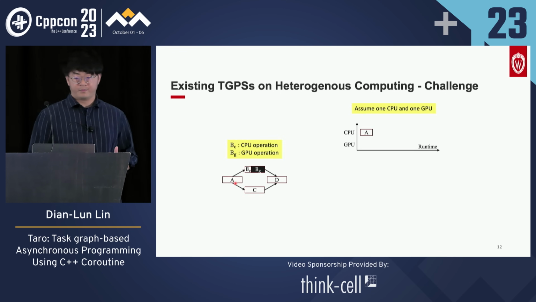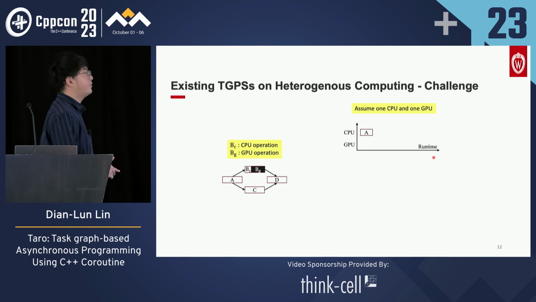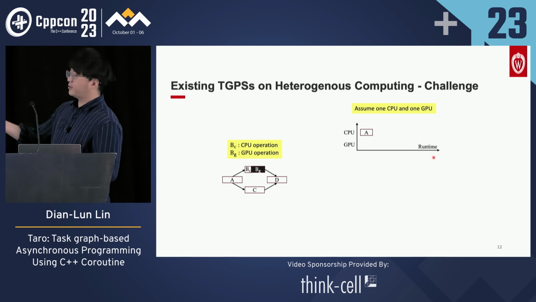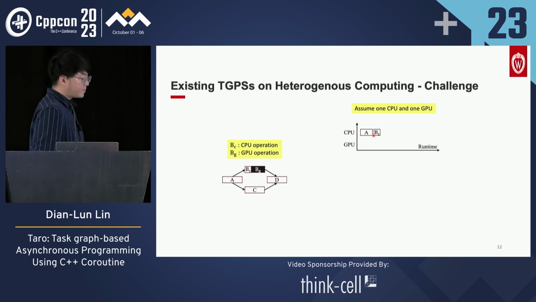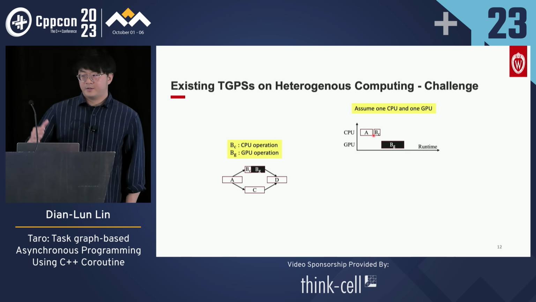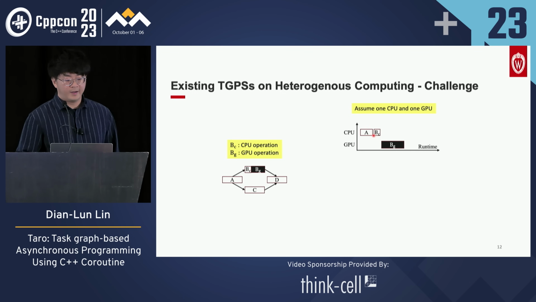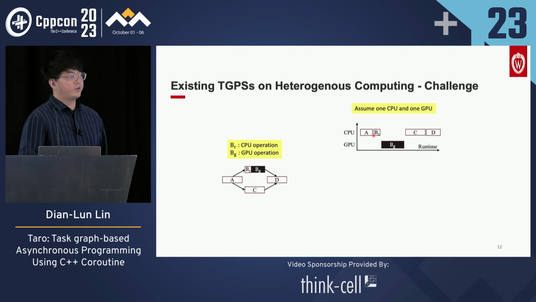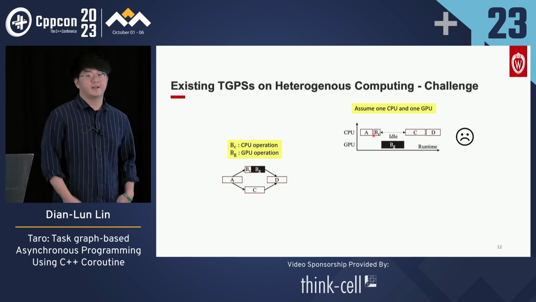And that's really bad because, as shown here, this is a runtime example. Assume that we have one CPU and we have one GPU. So first, we are going to execute task A, and then we execute, say, BC. And we start to offload BG, and what most existing TGCS do is, after executing BG, we then execute task C and then D. So you can see there's an idle time between BC and C, which is totally unnecessary.